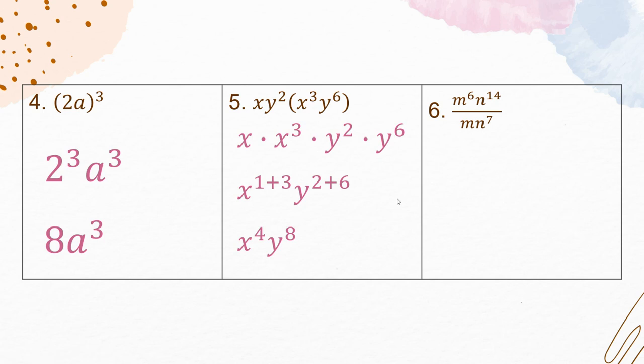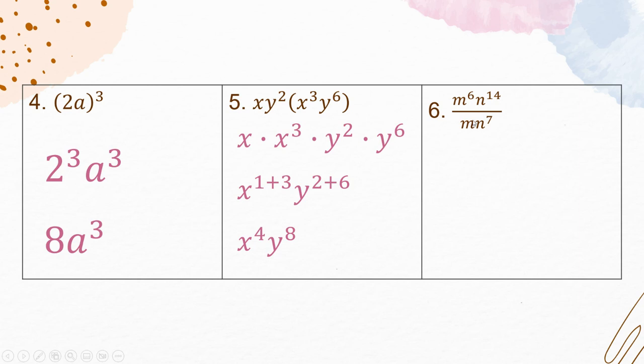Okay? So these ones really aren't that tricky either, right? We just have to break these down part by part. Remember, multiplication is commutative. What that means, guys, is it doesn't matter what order we multiply in. That's why we can rewrite it like this. X times x cubed times y squared times y to the 6th. This is the exact same thing as this up here.